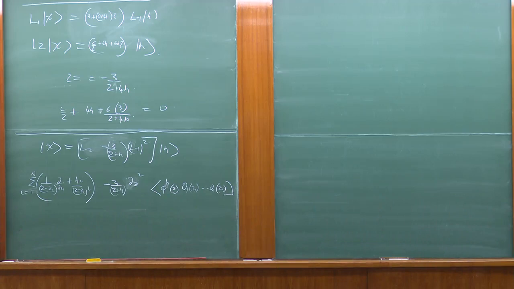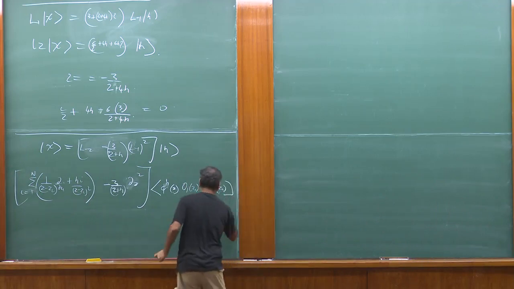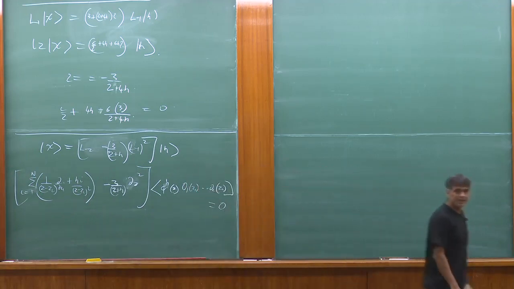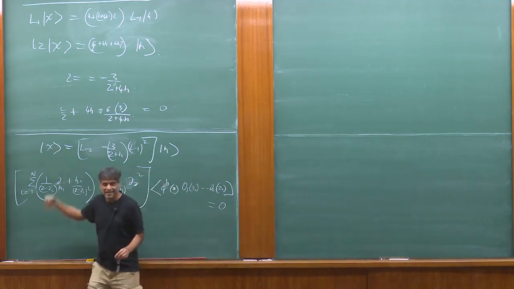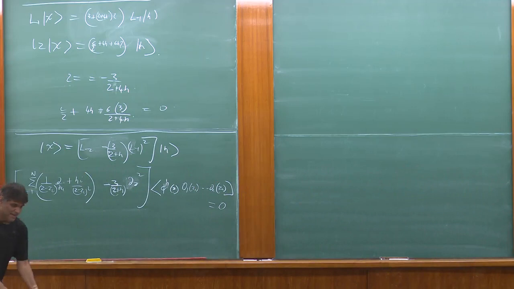So this full operator on correlation functions has to be equal to 0. That is the statement that this was the null state. The null state is null because it just does not show up in correlation functions.